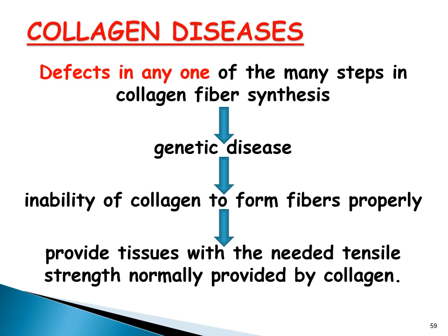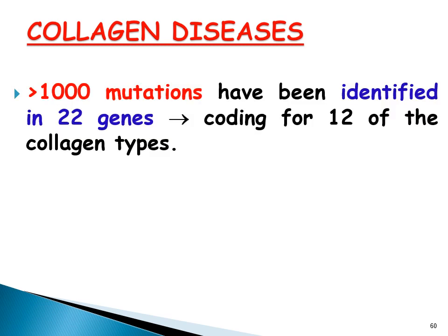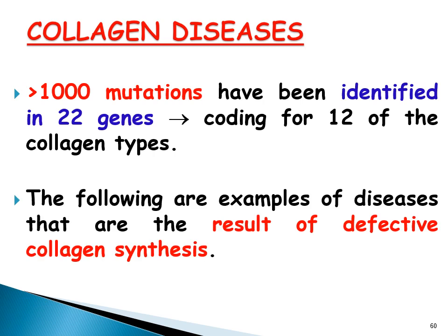A defect in any one of the steps of collagen fiber synthesis due to a certain genetic defect results in inability of proper collagen fiber formation, which provides tissue with the needed tensile strength normally provided by collagen. So whatever strength has to be provided by collagen will not be possible in case of a defect during synthesis. Now, more than 1,000 mutations have been identified in 22 different genes coding for 12 of the collagen types.